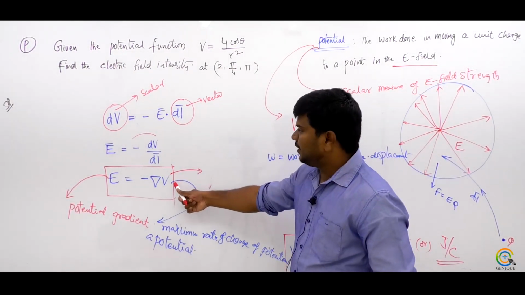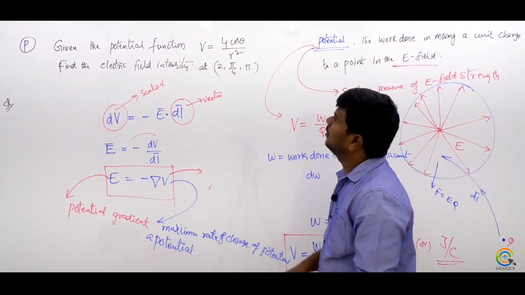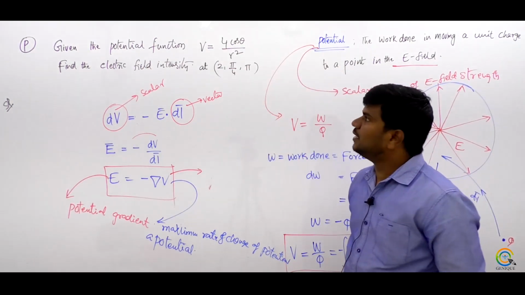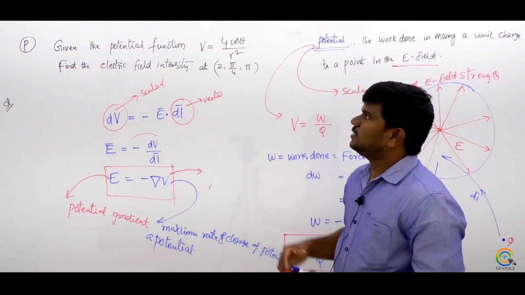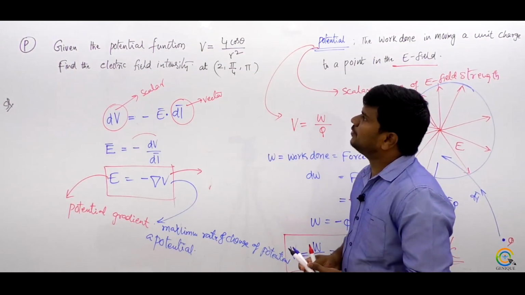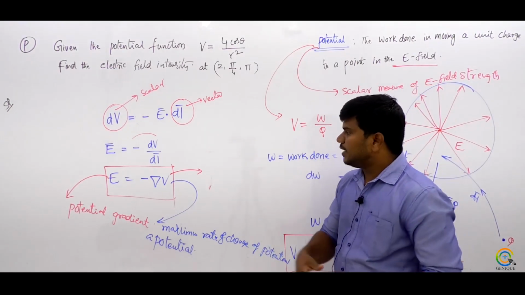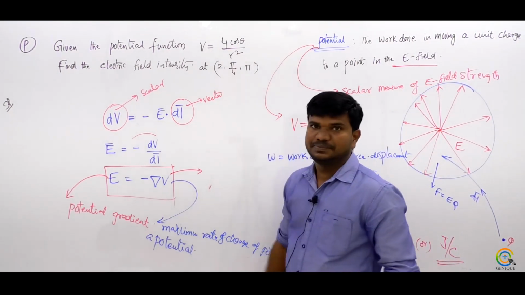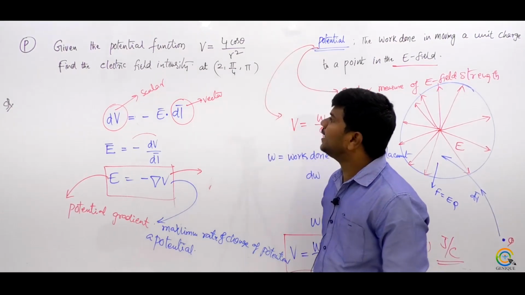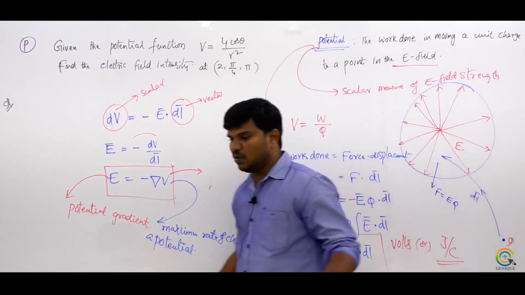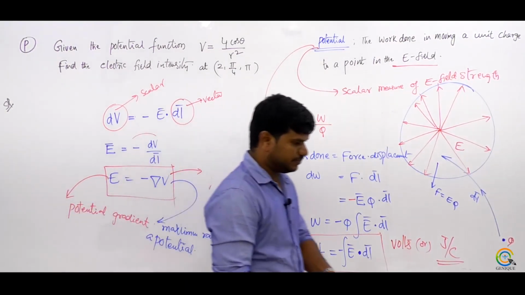So now we got the electric field. Observe this. We have to find the electric field intensity due to this. So now we have to find the gradient of the scalar quantity. If you find the gradient of the scalar quantity, the problem is over.